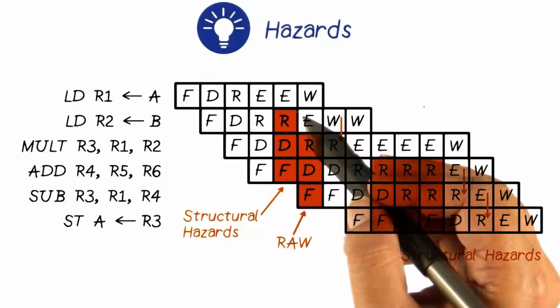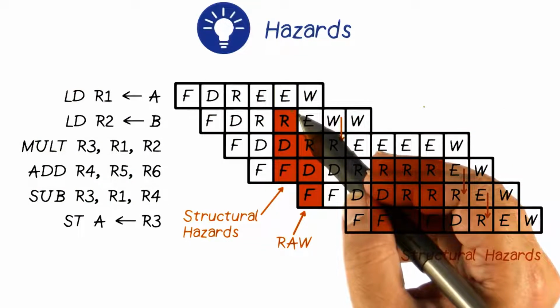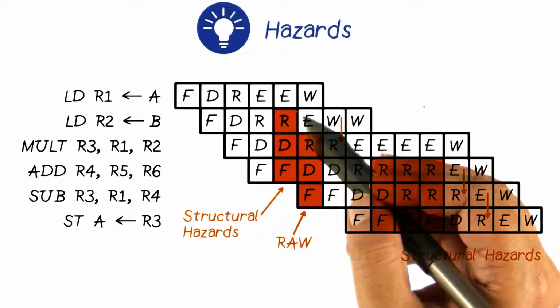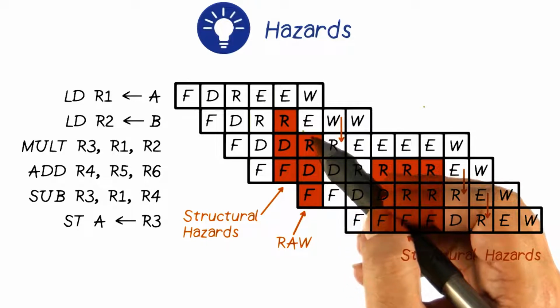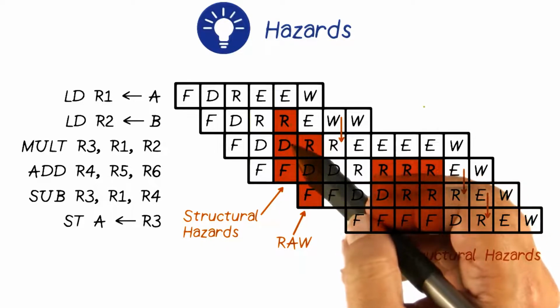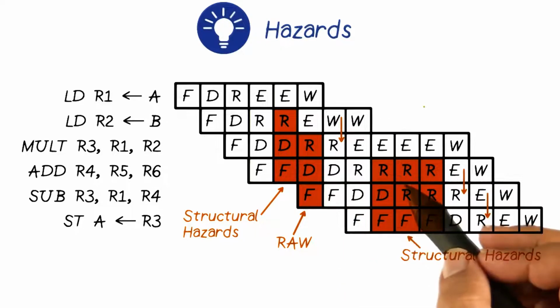So let us look at more detailed examples of the hazards. In this example, assume that there is one memory unit and one integer ALU. A load instruction takes 2 cycles and the mult instruction takes 4 cycles. As you can see in these shaded regions, the hazards exist because the reads are being issued before the data is available.